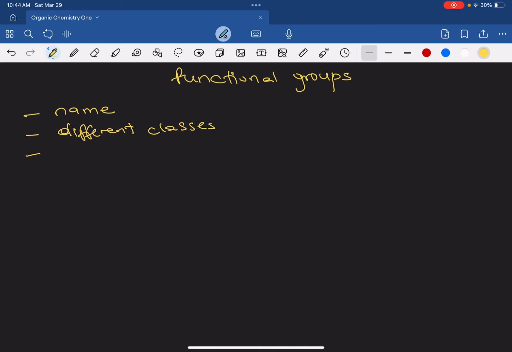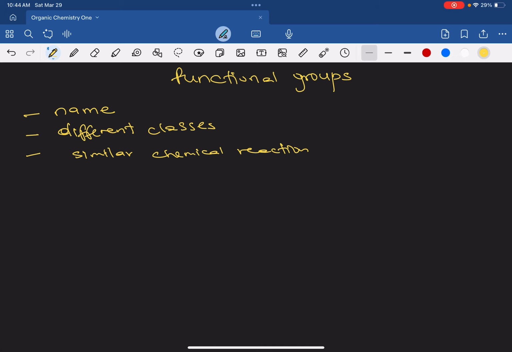And compounds that have the same functional group undergo similar reactions, similar chemical reactions. Now, honestly, if you know your functional groups, especially when you start trying to determine what products you'll get from a particular reaction, knowing your functional groups honestly will really, really help you.